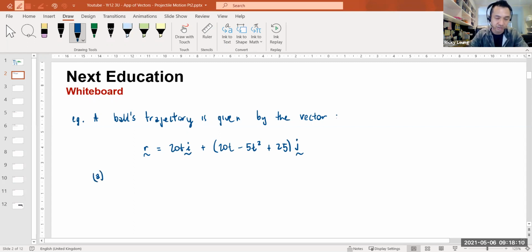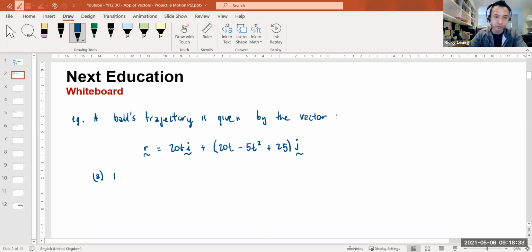I said this last lesson, and I'll say it again: projectile motion is actually quite easy when there are numbers involved. Next lesson, when you see the videos without numbers, where it's pure proof and all the 20s and so on are replaced with constants, letters, that's when the question gets a bit harder.